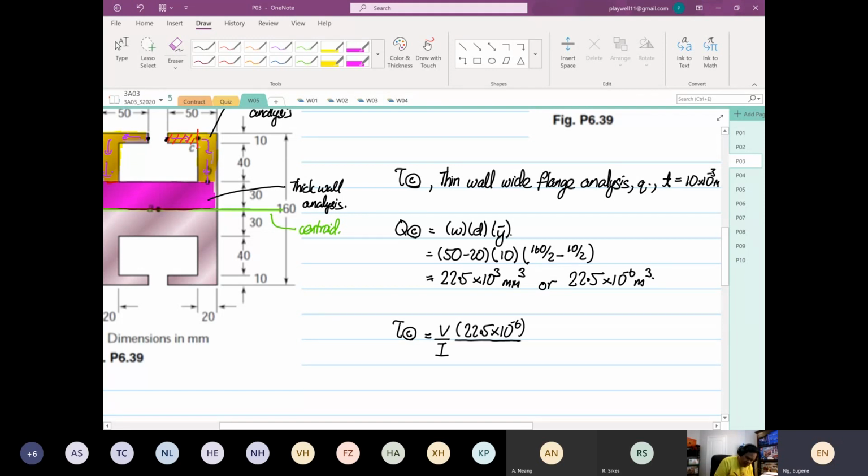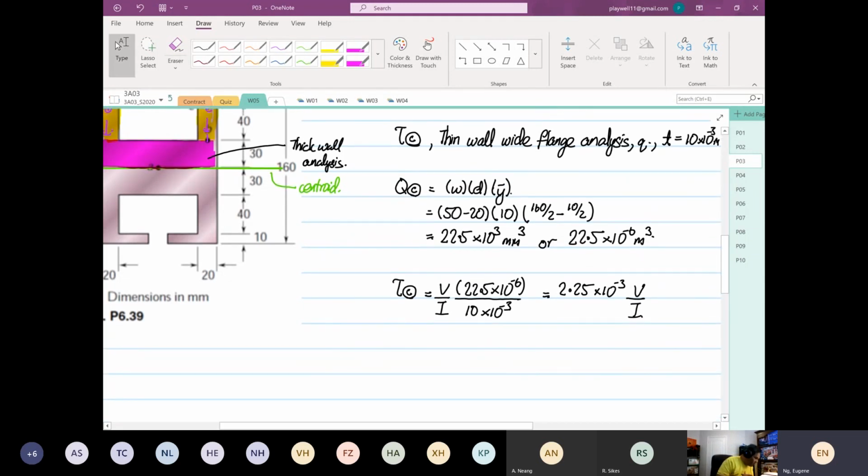And then the thickness is what? 10 times 10 to the power minus 3. Okay, so over here, you get 22.5 times 10 to the power minus 6 divided by 10 times 10 to the power minus 3. You get 2.25 times 10 to the power minus 3 V over I. 22.5 power minus 6 divided by 10 power minus 3 is 2.25. Okay, so that is your shear stress at point C.